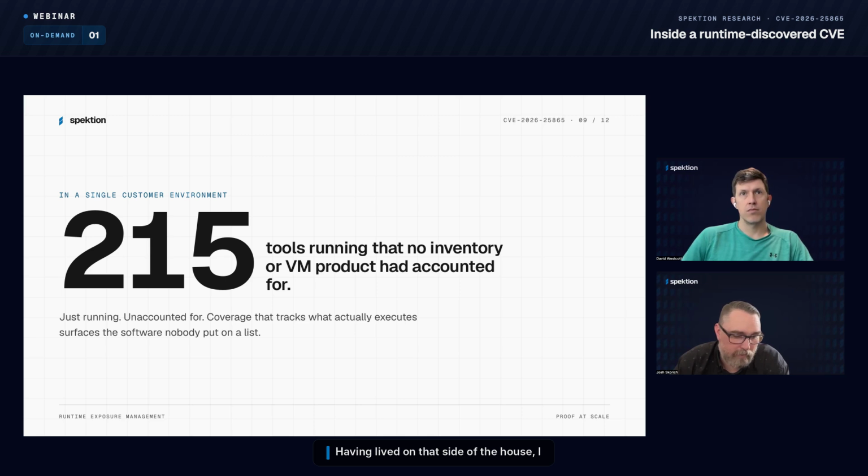Yeah, having lived on that side of the house, I can agree that the entire process can be maddening at times, especially if you're the one doing the patching and you've got a backlog of a million vulnerabilities that you need to get caught up on.